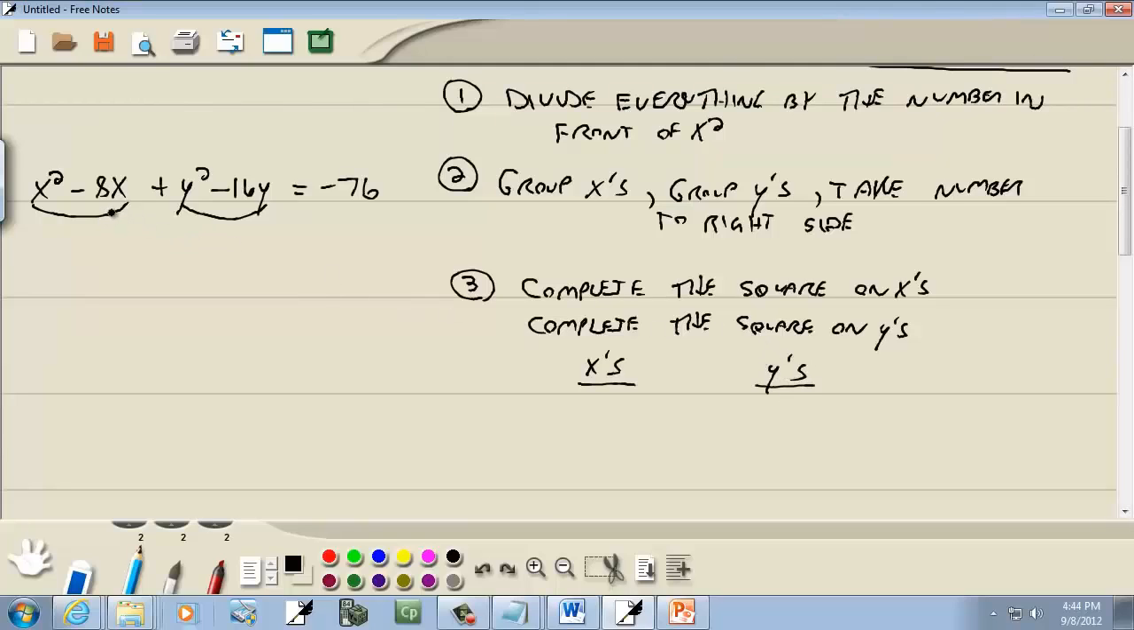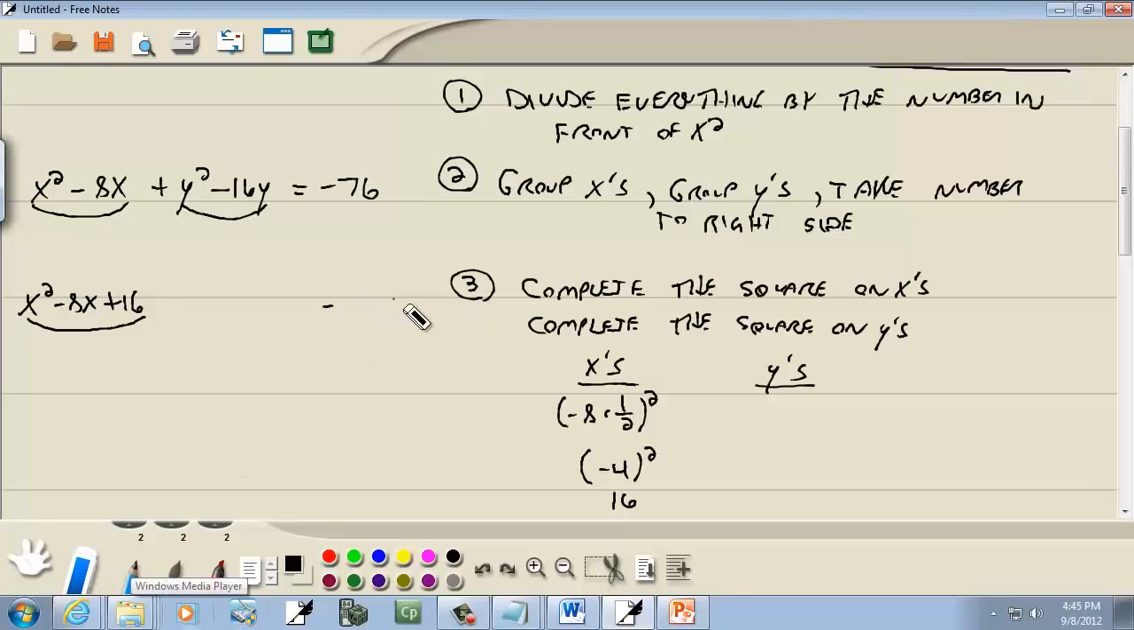So for x's, remember with completing the square, we take the number before the x, which is -8. You multiply it times a half, and you square it. It's always times a half, it's always squared. Well, -8 times a half is -4. -4 squared gives us 16. And then we would add that to both sides. Now specifically, I'm going to add it to the x's on the left side. There we go.